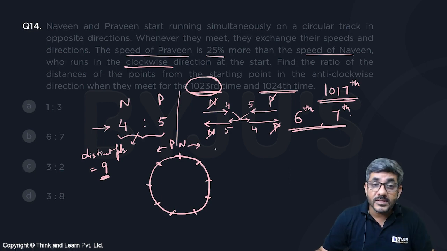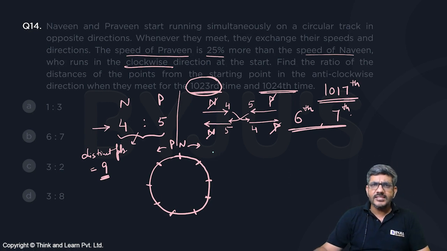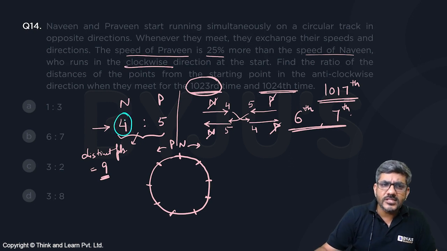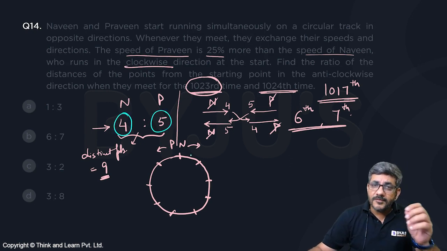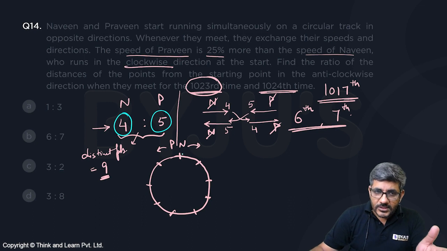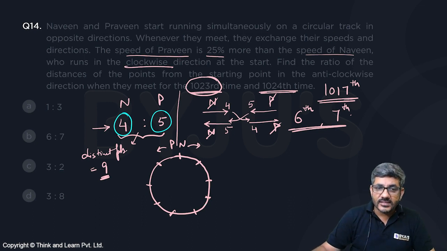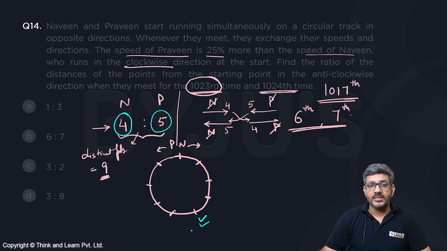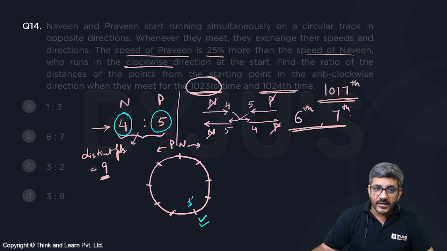Now what are going to be the 6th and 7th point? There is an easy way of doing that. Ratio of their speeds is 4:5. So the first meeting point is when this person who is running in clockwise direction, he does 4 points in clockwise direction. The person from anti-clockwise does 5 points in anti-clockwise direction. So this is their first meeting point. And similarly, this would be their second meeting point. And similarly, this would be their third meeting point.